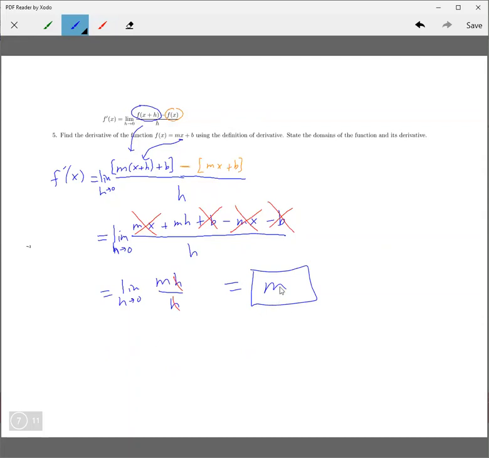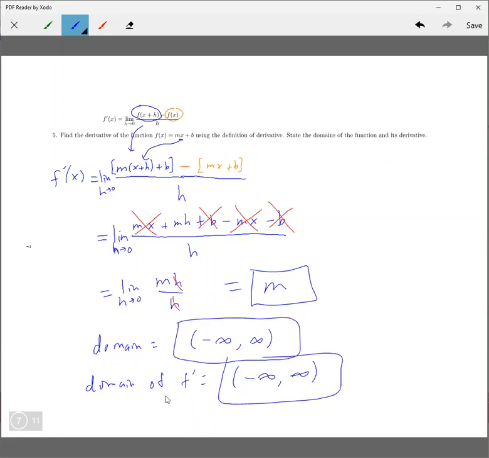And this happens everywhere. There was no problem, so the domain is negative infinity to infinity, and the domain of f prime is also negative infinity to infinity, because there's no problem anywhere taking the derivative, and there's no problem with plugging any x's into here.